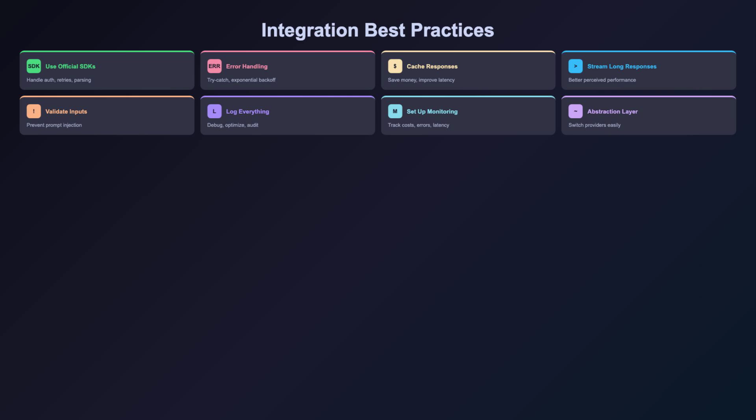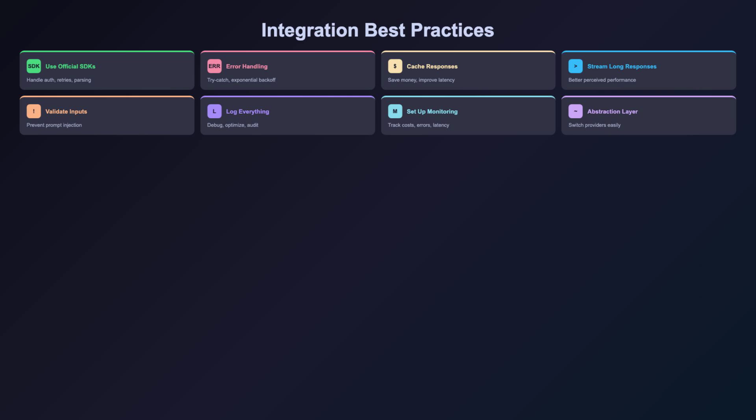Cache when possible. If you're making the same request repeatedly, cache the response. Semantic caching can match similar but not identical requests. This saves money and improves latency. Stream long responses. For chatbots and interactive applications, streaming shows tokens as they're generated. Users see faster perceived responses. Most SDKs support streaming with minimal code changes.